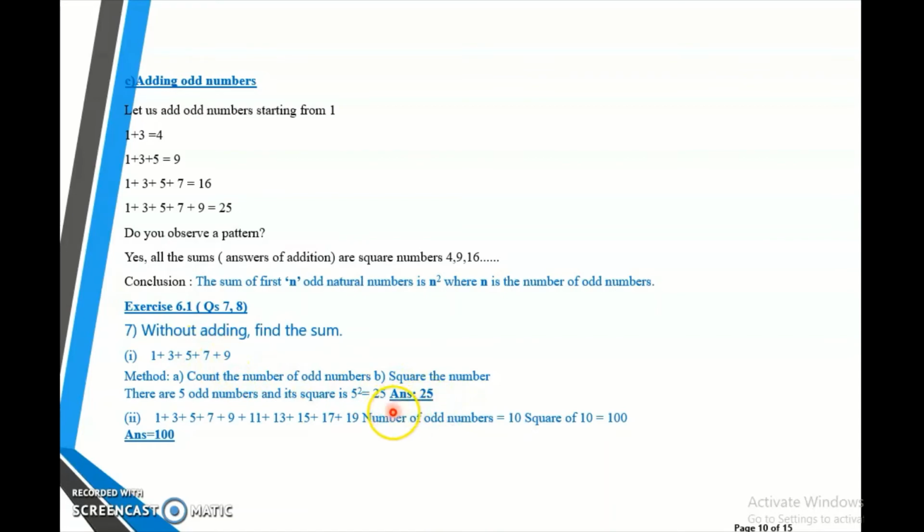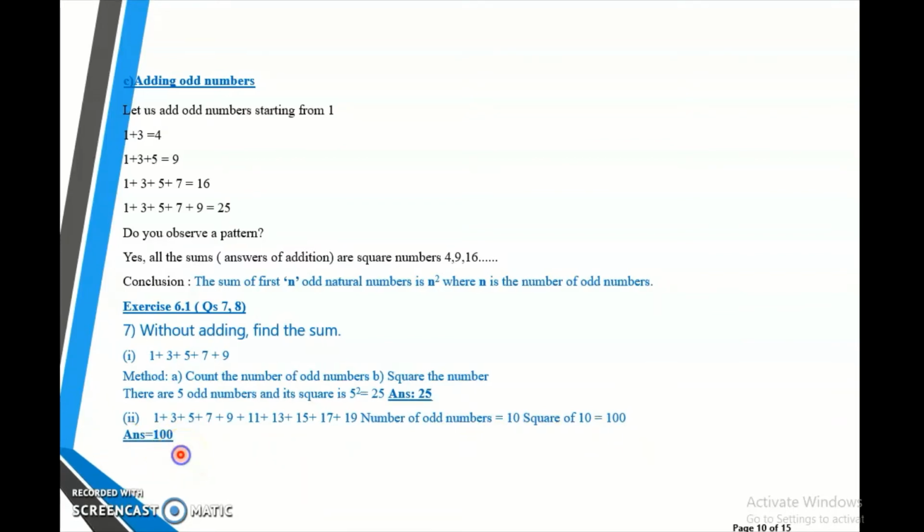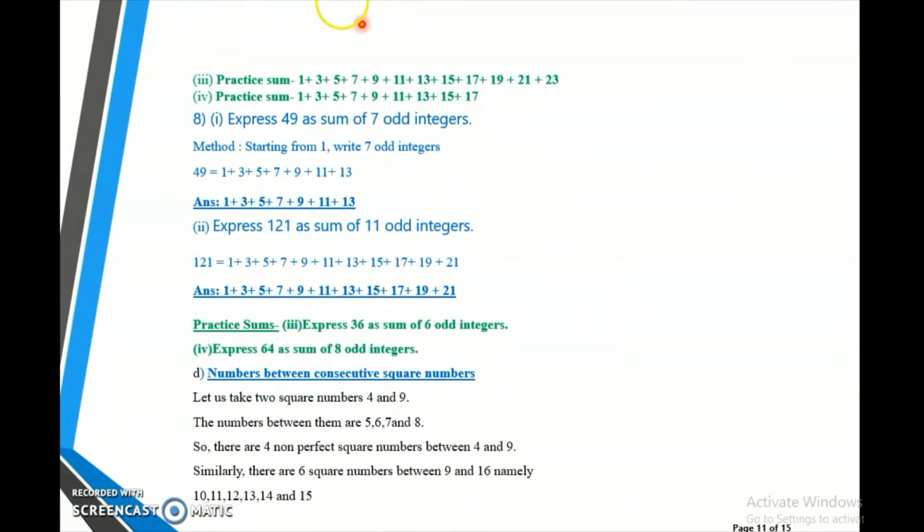Similarly, you have 10 odd numbers starting from 1 to 90. So you count 1, 2, 3, 4, 5, 6, 7, 8, 9, 10. Count the odd numbers and square. So 10 square is 100. I have given some practice sums. Please try them on your own.